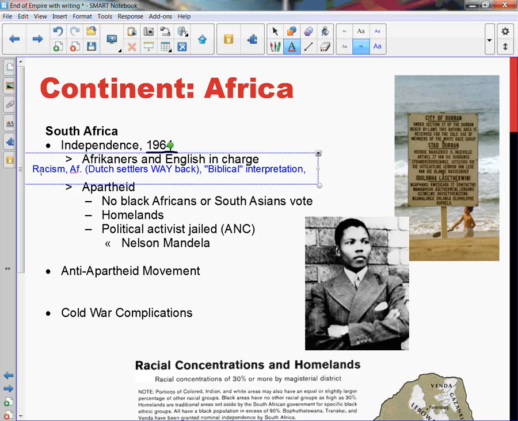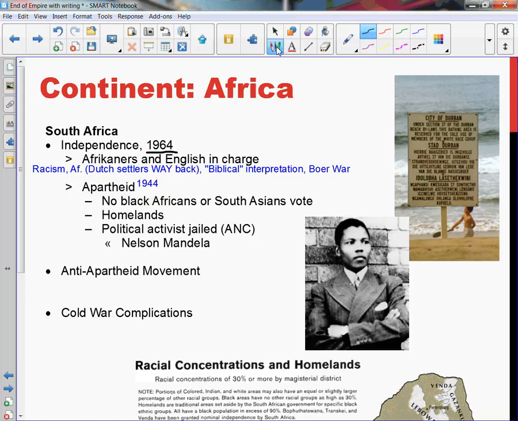And there was a lot of sympathy for the Afrikaners from the English because of their treatment in the Boer War and their placement on reservation systems and the killing of women and children. And so the English were very hesitant to correct them. So anyways, when they took charge, which was actually in the 1940s, 44, I believe, before independence, the system of apartheid was put into place. So it was actually put into place prior to independence.